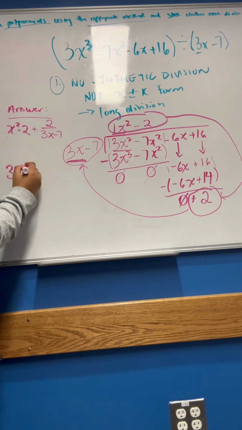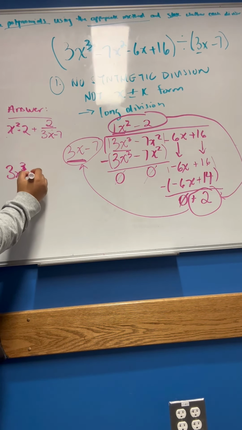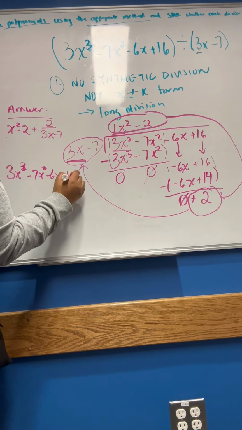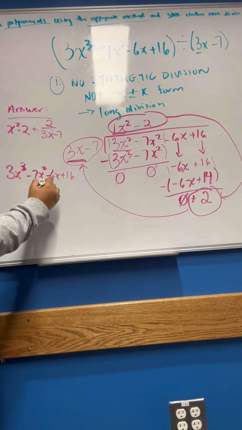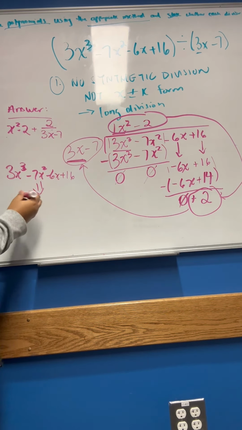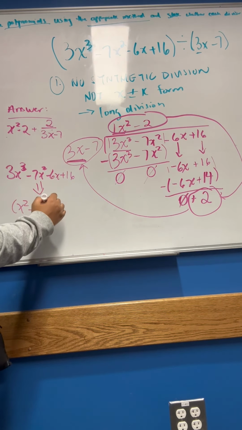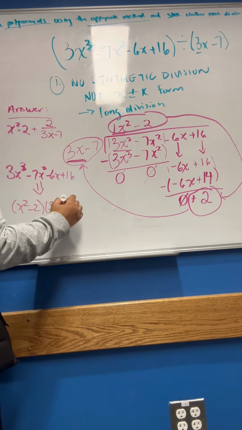I could have factored that, 3x cubed minus 7x squared minus 6x plus 16. That would have been the same thing as doing my answer, which is my quotient, x squared minus 2, times my divisor, 3x minus 7.